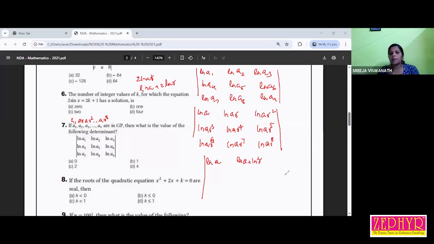So in every term we take log A common to take it outside. Can be written as log A plus 2 log R. Is it okay? Is it clear?